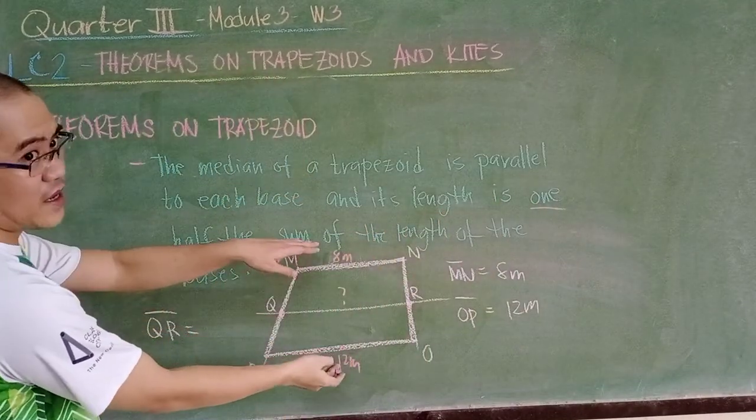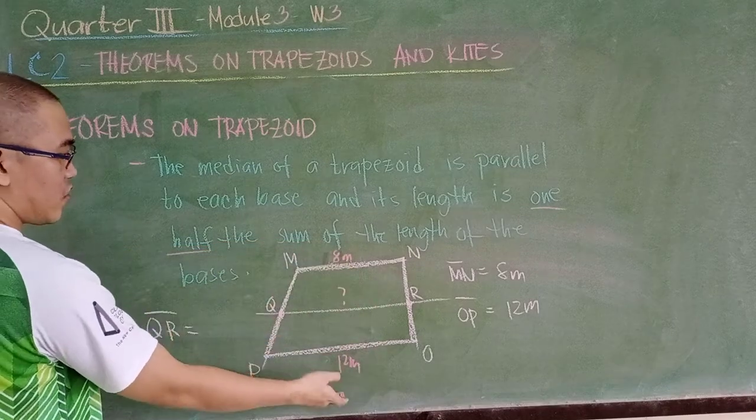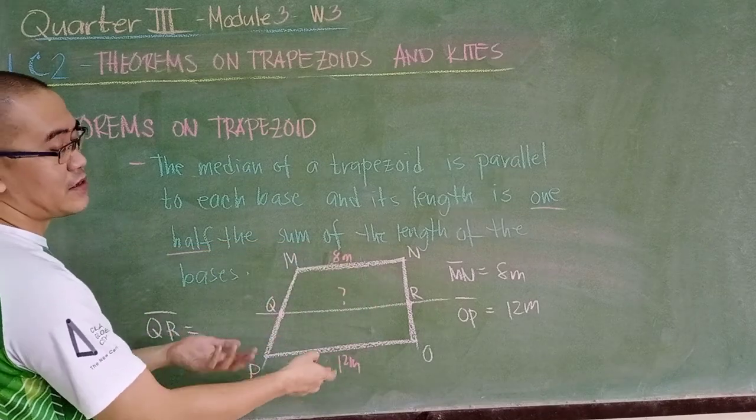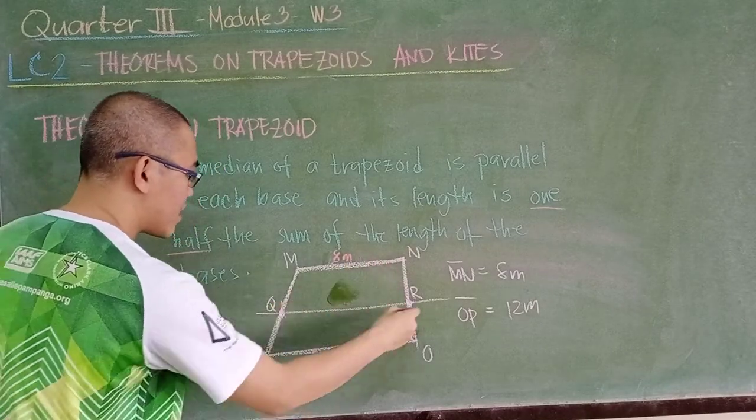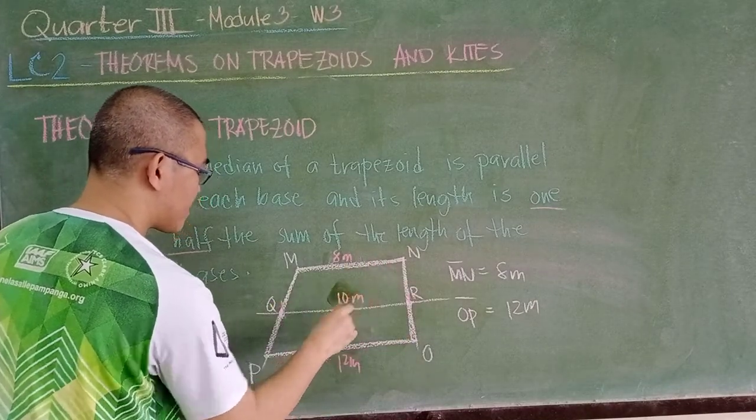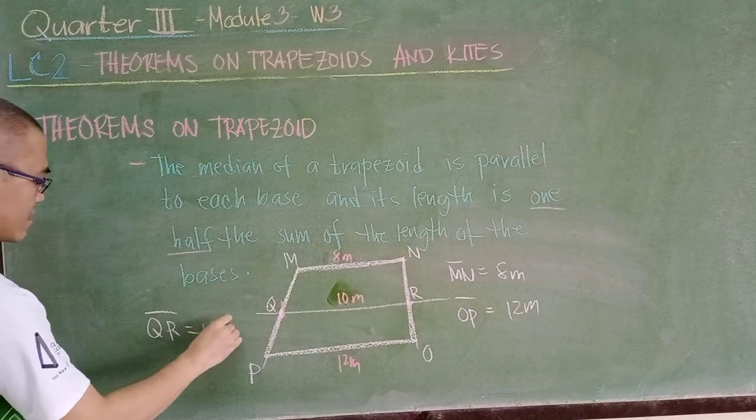Kukunin mo yung one-half ng sum nilang dalawa. So 8 plus 12, that's 20. Ano yung kalahati ng 20? It's 10. So therefore, yung distance from Q hanggang R will be 10 meters. So QR is 10 meters.